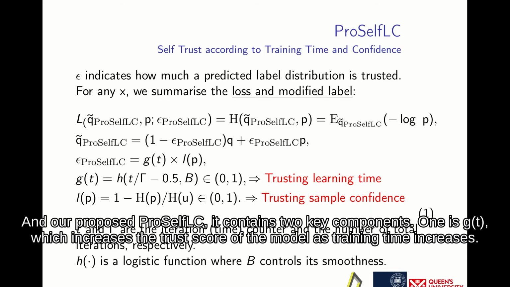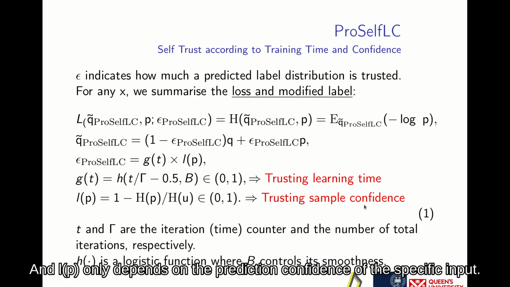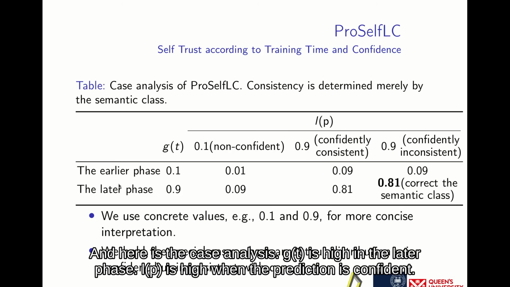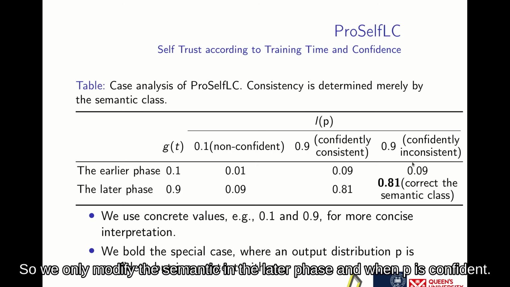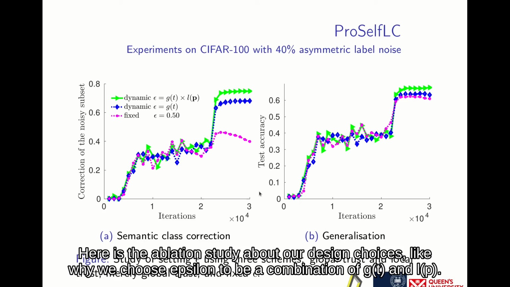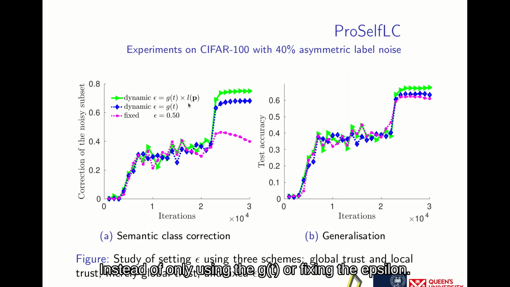Our proposed ProSelfLC contains two key components. One is GT, which increases the trust score of the model as training time increases, and LP only depends on the prediction confidence of the specific input. Here is the case analysis: GT is high in the later phase and LP is high when the prediction is confident. So we only modify the semantic class in the later phase and when P is confident. And here is our ablation study about our design choices, like why we choose epsilon to be the accumulation of GT and LP instead of only using GT or fixing epsilon.